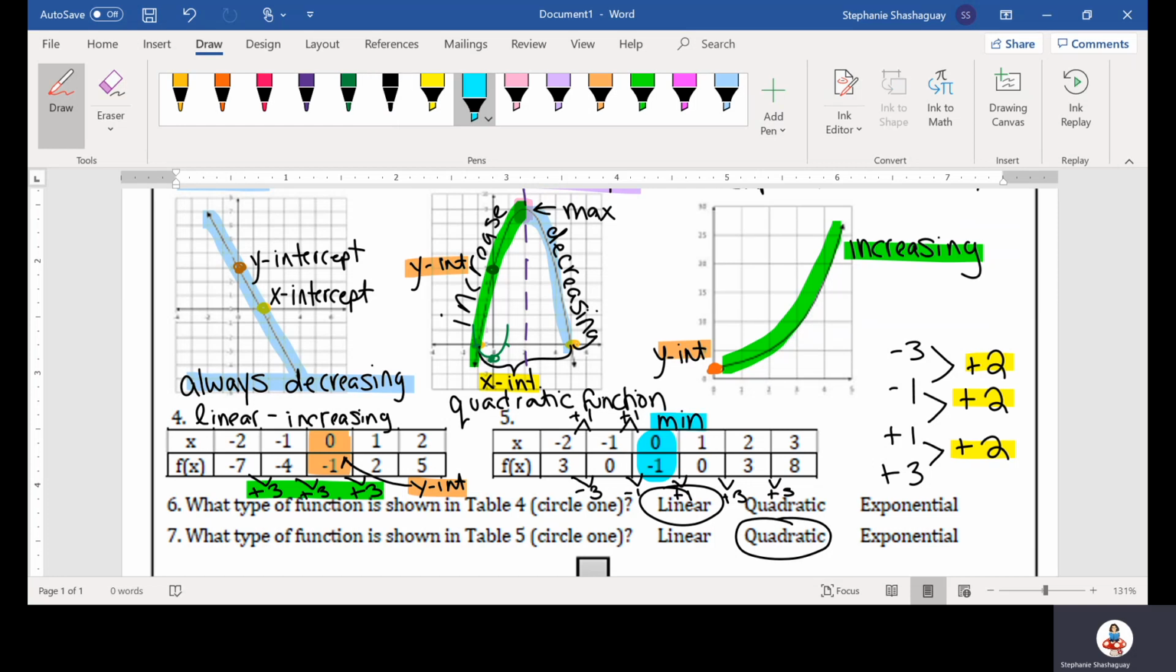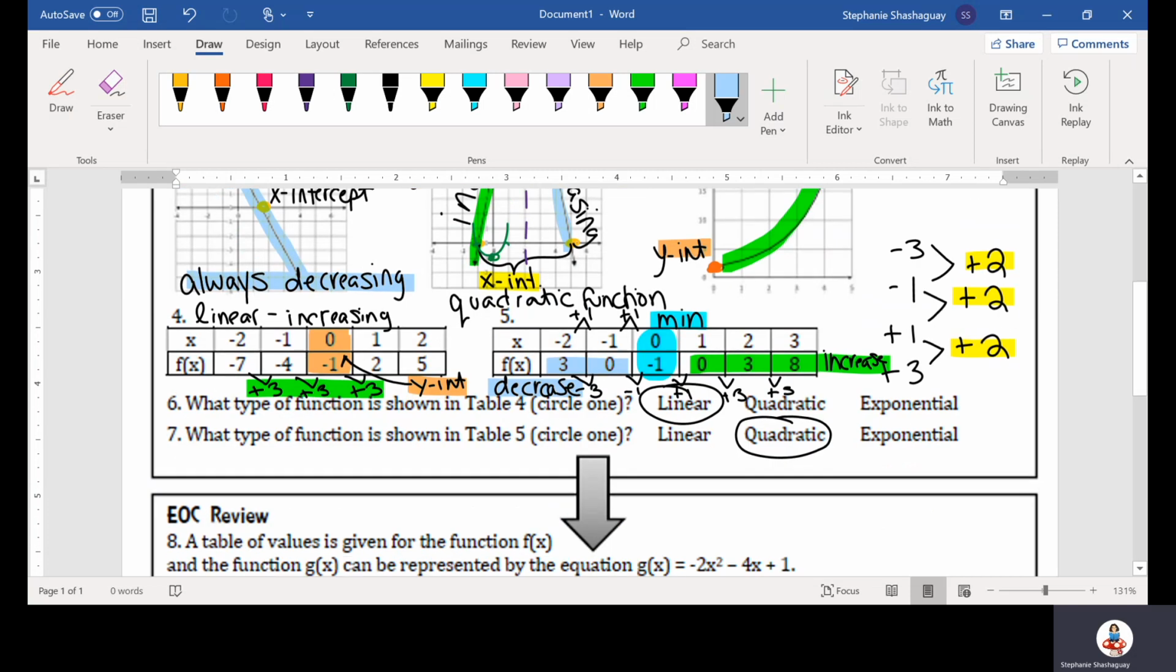It's also my vertex. So what that means is that it's increasing on the right side of my table. And I'm just going to put increase because I'm out of room. And it's decreasing on this left side of the table. That's where it's decreasing. All right, we already did 6 and 7 because we identified what type of function it was, and that's a quadratic function.